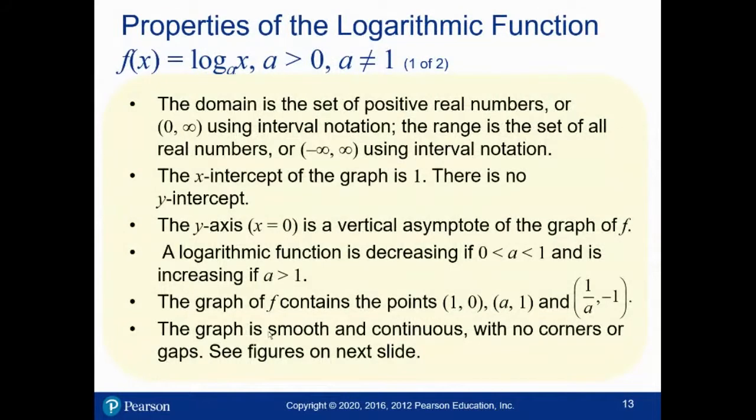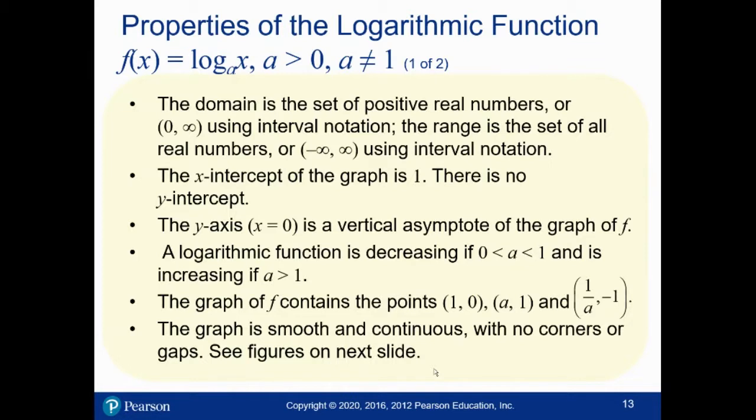Okay, so here's a nice little summary. The domain, positive numbers. The range, everything. The x-intercept is 1, but there is no y-intercept. Remember, you're not allowed to plug in x equals 0, and this is exactly the reverse of the exponential. For the exponential, the y-intercept was 1 and there was no x-intercept, but because we're an inverse function, we switch the role of x and y. It's exactly reversed for logarithms. We don't have a horizontal asymptote of y equals 0. We switch x and y, so we have a vertical asymptote of x equals 0.